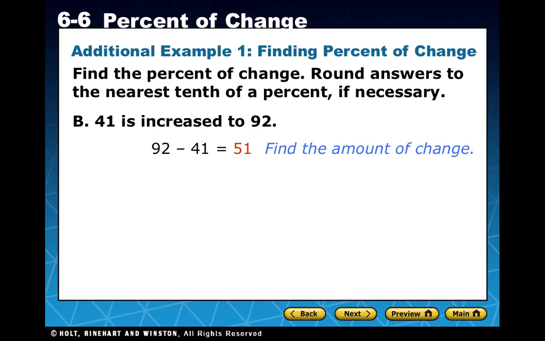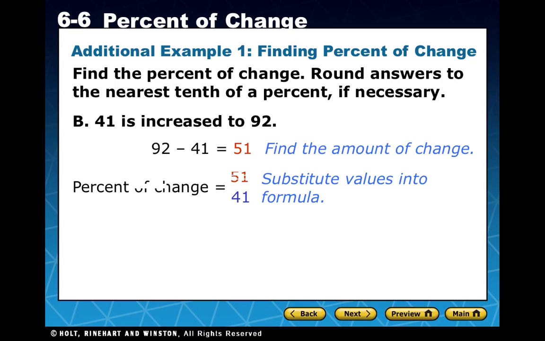So the amount of change, find the difference between the two numbers. Always take the larger number and subtract the smaller. So we have 51, and our original amount is 41. 41 is increased to 92.